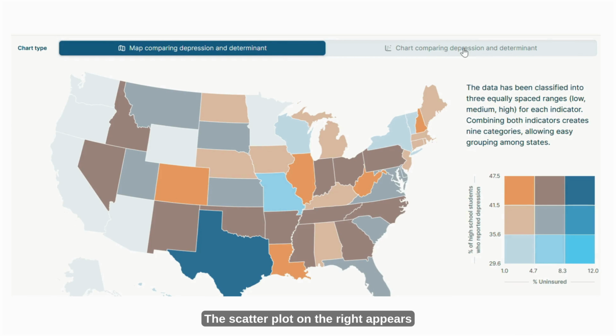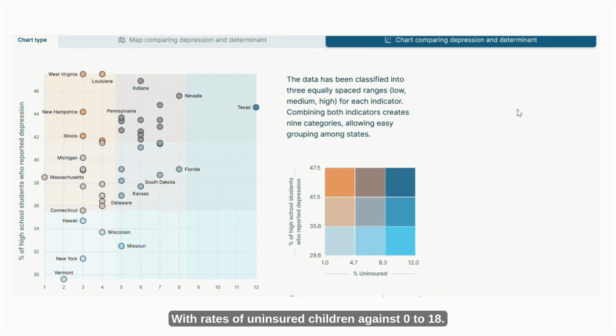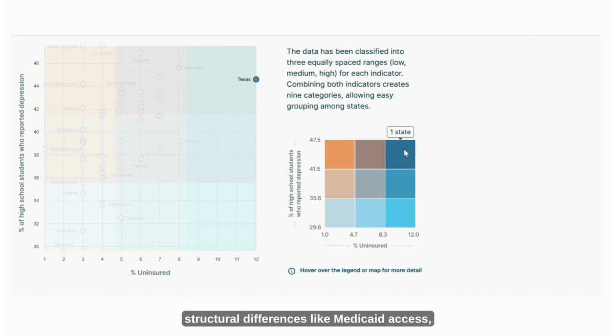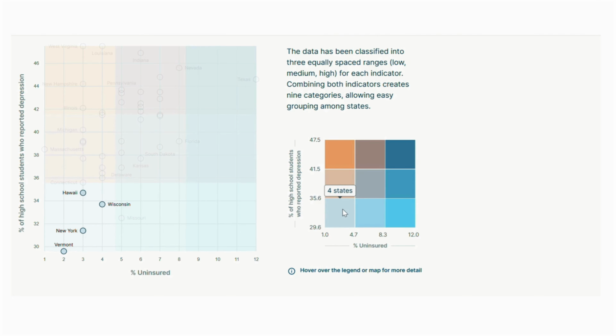The scatter plot on the right compares depression prevalence with rates of uninsured children, again 0 to 18. This different view is a way to explore the levels of these outcomes and their relationship. Outlier states may reflect, for example, structural differences like Medicaid access, private insurance coverage, or local policy environment.